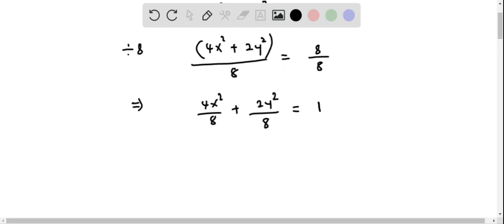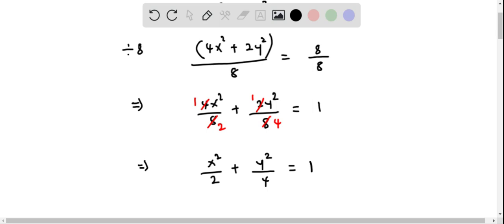Now this can be rewritten as, I can cancel this 8 with the 4 as 2 times, and also this 8 with the 2 as 4 times. So therefore this can be written as x squared by 2 plus y squared by 4, and this equals 1.